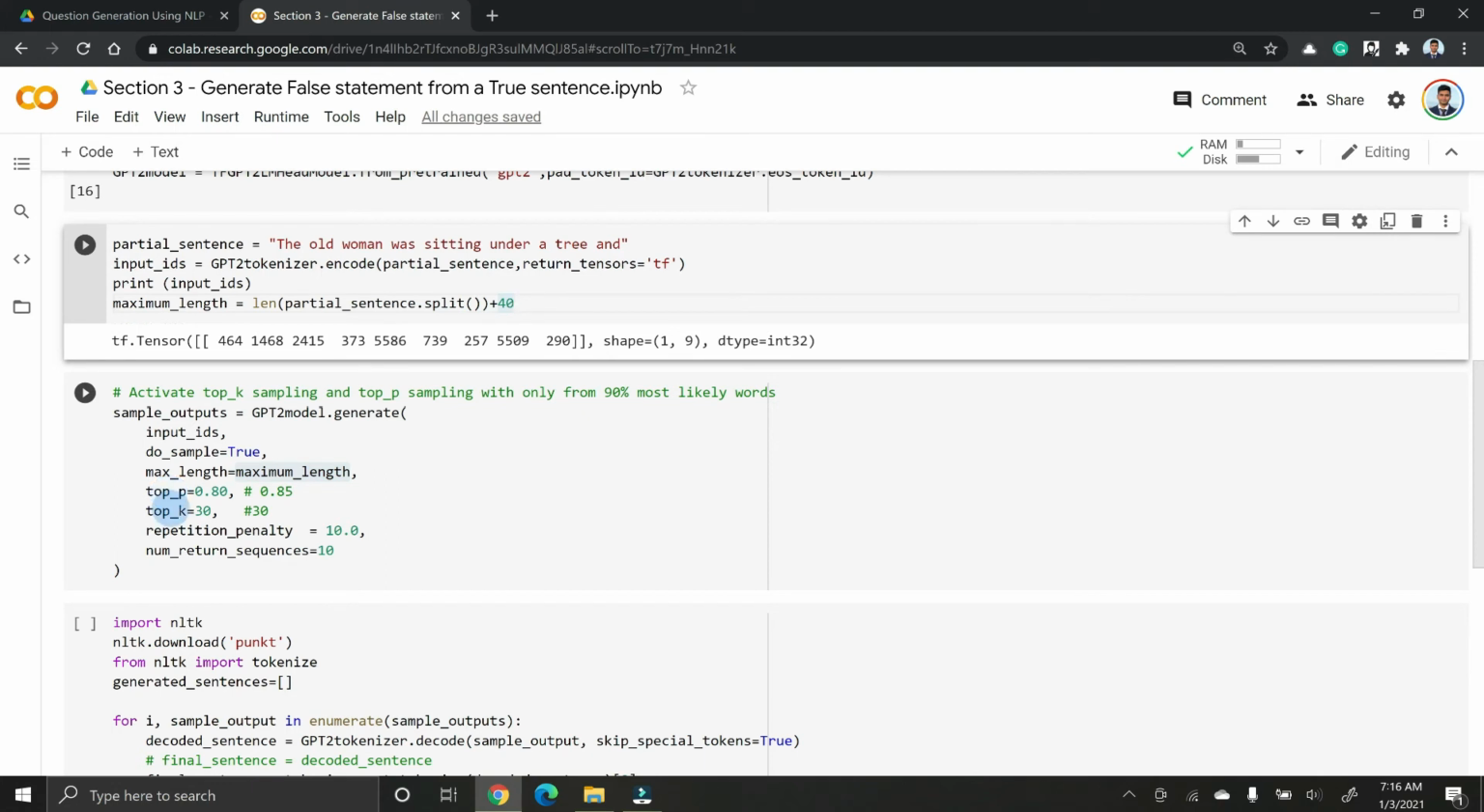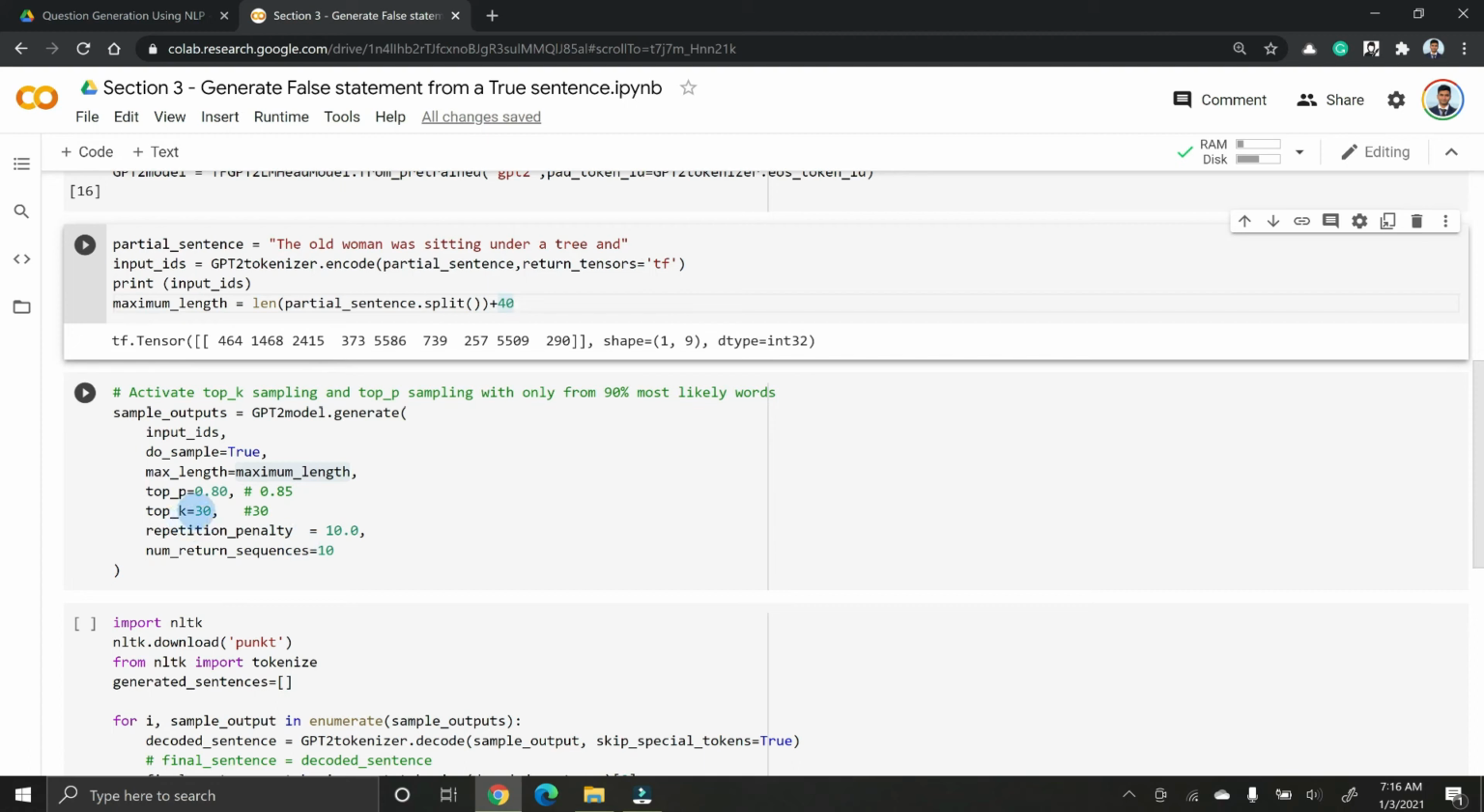And here top P and top K stand for the variety in the output that GPT-2 generates. So if you give a sentence like the old woman was sitting under a tree and dash to a person, then it'll come up with several kinds of words that fit the sentence, right? So similarly, GPT-2 can come up with, let's say, hundreds of words that can fill in that blank.